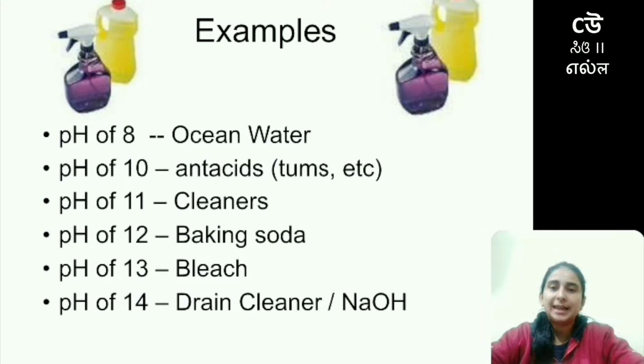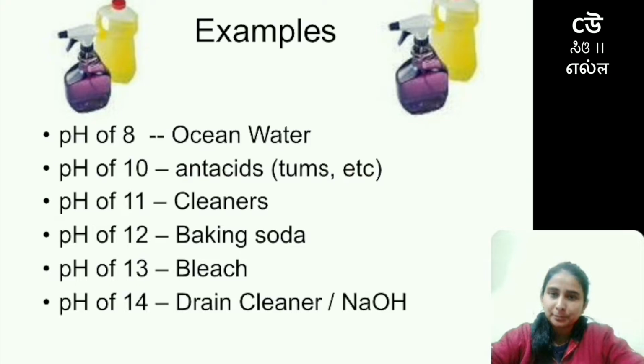If we talk about antacid, it has a pH of 10. Antacid means that whenever someone feels like, okay, he has acidity and he's not feeling well, we can give them antacid tablets so that when these antacid tablets come into action, they will neutralize all the acidity. Moving on, we have cleaners whose pH value is around 11. Then we have baking soda whose pH value is around 12.